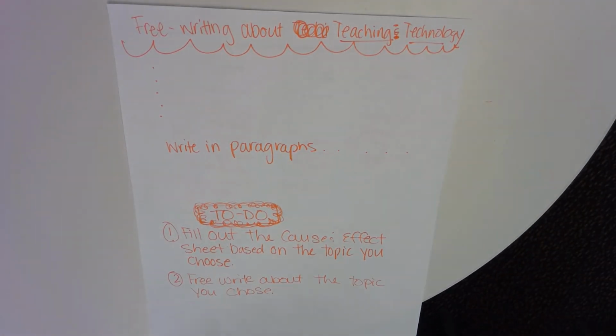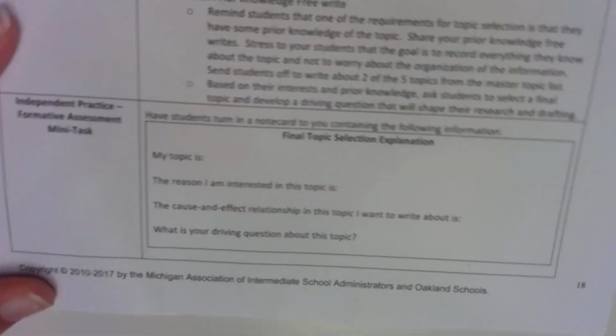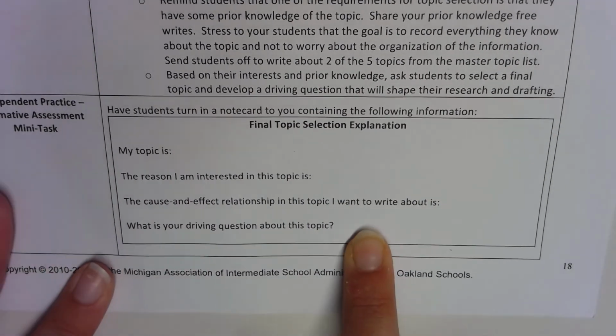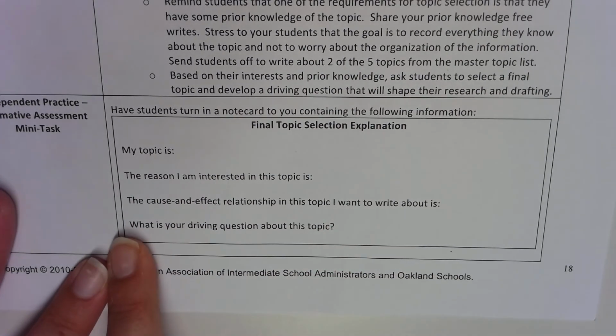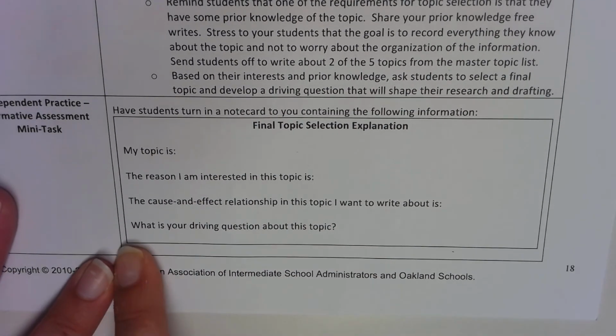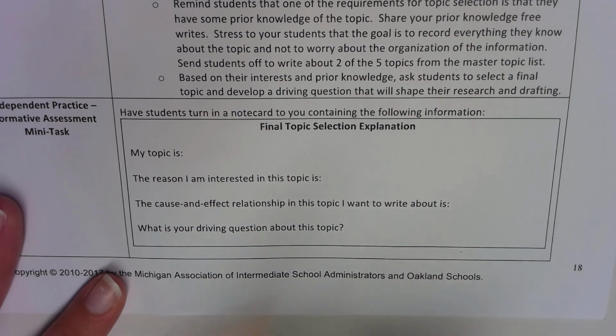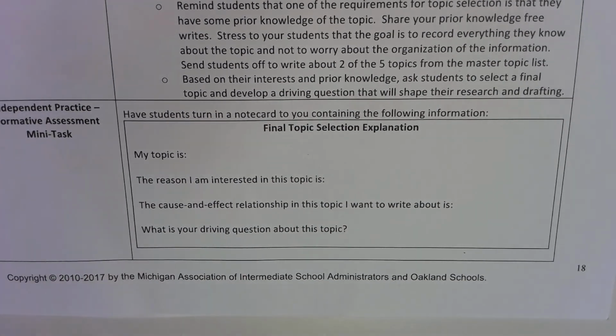By the end of this lesson, you should be able to answer these questions. And this is going to be at the end of your doc also. My topic is blank. The reason I am interested in this topic is blank. The cause and effect relationship in this topic that I want to write about is blank. And then I want you to just start thinking about what your driving question is for this topic, knowing that we might not have this yet, but we're just going to start thinking about this. We're going to work more on this later. But this will be at the end of your Word doc for you guys to fill out so that we all know we're on the right track. There's your mini lesson for today, guys. Go ahead and get started.